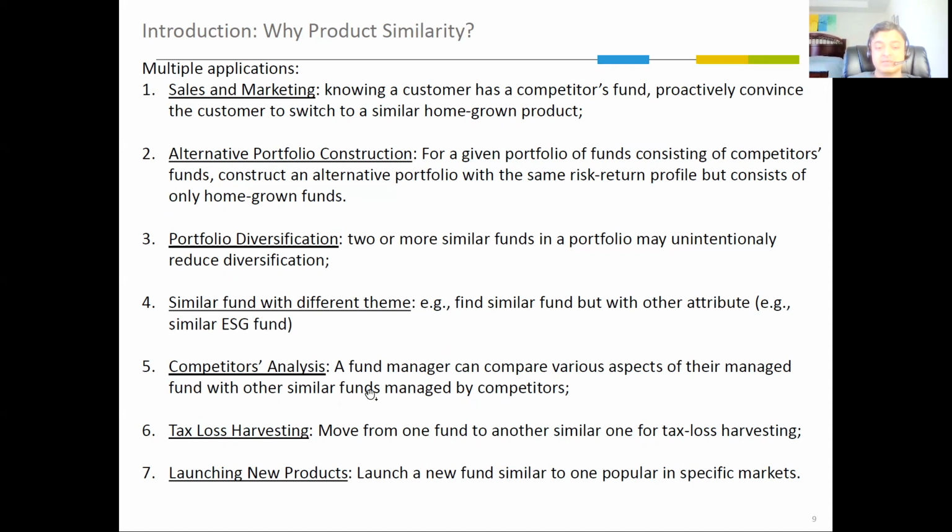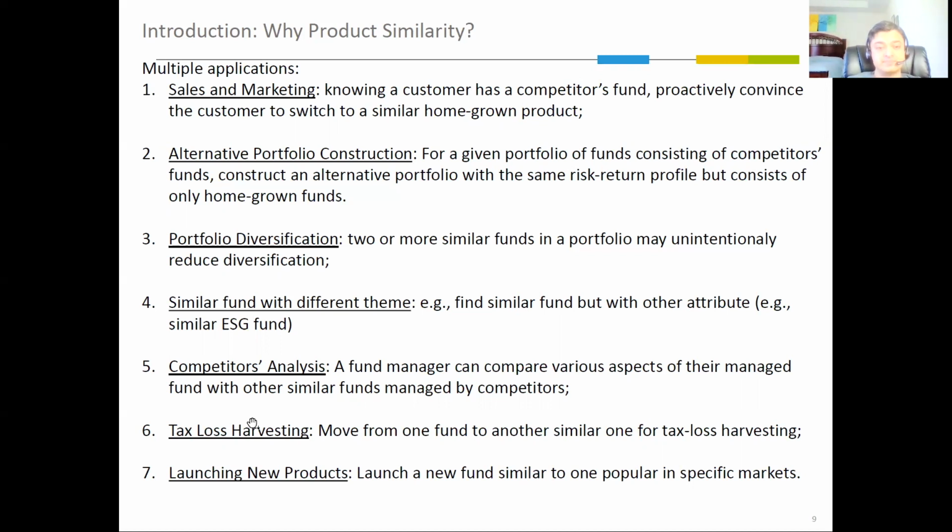Competitors analysis. A fund manager would always like to compare how their managed fund is doing with respect to its competitors. And again, the fund manager can run a product similarity tool and identify all the peers of the fund that they are managing.